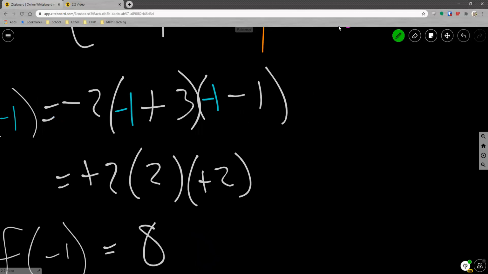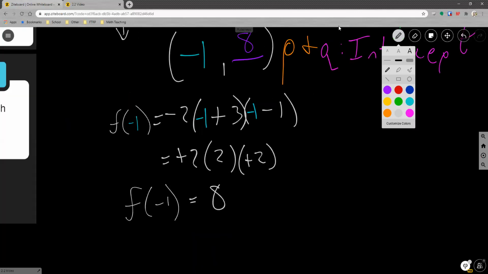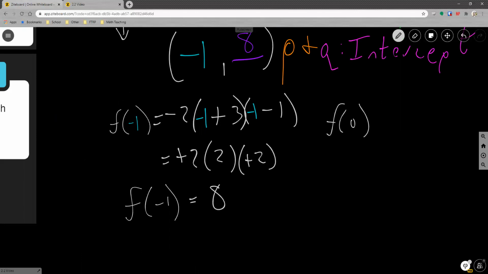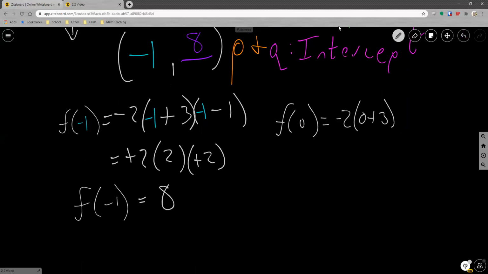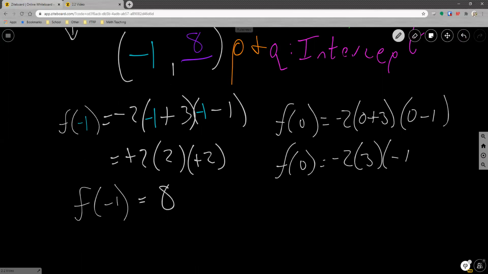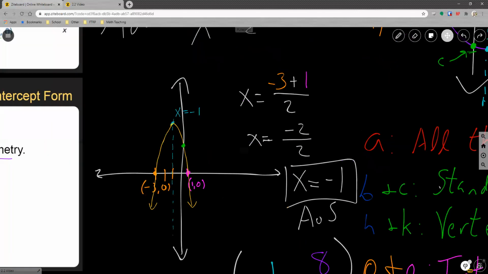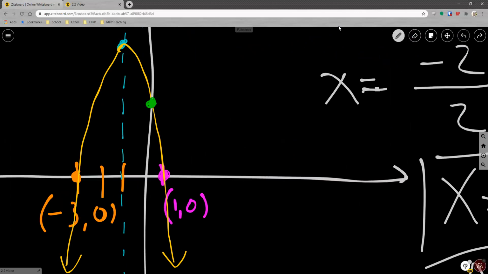If I plug a 0 into my original equation instead of a -1, I'll get f of 0 equals -2 times 0 plus 3 times 0 minus 1. Do the math. -2 times 3 times -1. Well, 2 times 3 is 6. Negative times negative is positive. So when I'm at 0, my y value is 6. So I could then label this y-intercept if I wanted to. My y-intercept is going to be (0, 6).